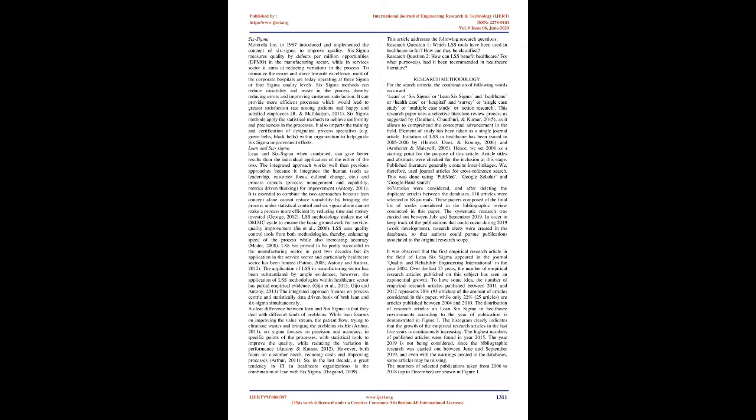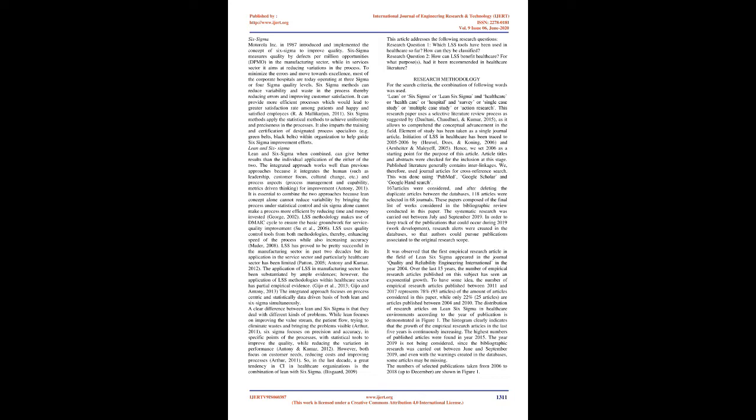Six Sigma methods can reduce variability and waste in the process, thereby reducing errors and improving customer satisfaction. It can provide more efficient processes which would lead to greater satisfaction rate among patients and happy and satisfied employees, R. and Mullikarjun, 2011. Six Sigma methods apply statistical methods to achieve uniformity and preciseness in the processes. It also imparts the training and certification of designated process specialists, e.g. green belts, black belts, within the organization to help guide Six Sigma improvement efforts.